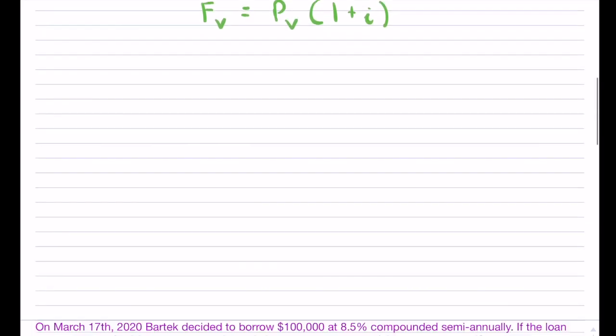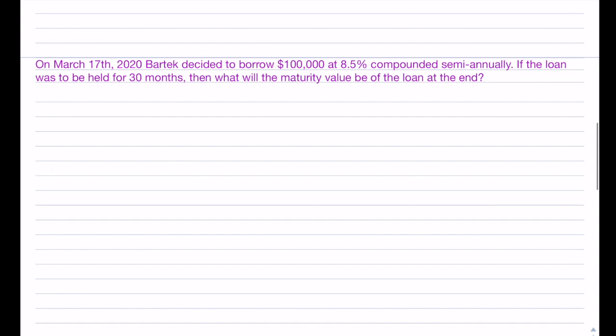So here is an example that I would like to provide to you. It says on March 17th, 2020, Bartek decided to borrow this amount. Now, notice that I'm going to highlight the entire thing here, and let's go through these. So I borrowed 100,000. That's the first item that they give me. They tell me that this is at 8.5% compounded semi-annually, right?